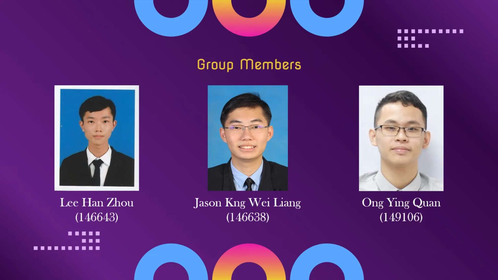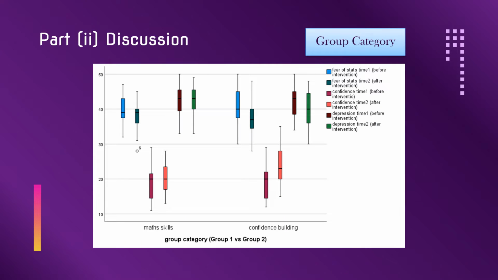This is the group members of Group 3, which is me, myself, Jason, with my group mates Hanzo and Yinghuan, and we will present our findings right now. So I'll start by presenting for group category as we break them down into math skills and confidence building groups, 15 people each. So let's compare for fear of statistics time.